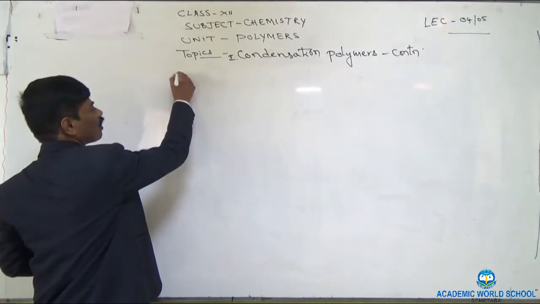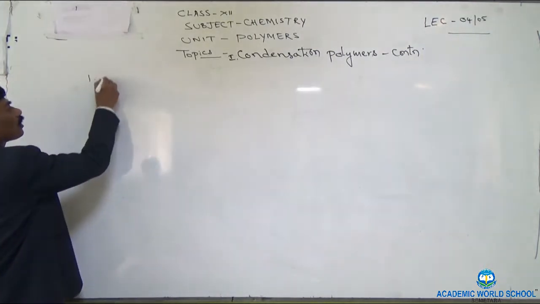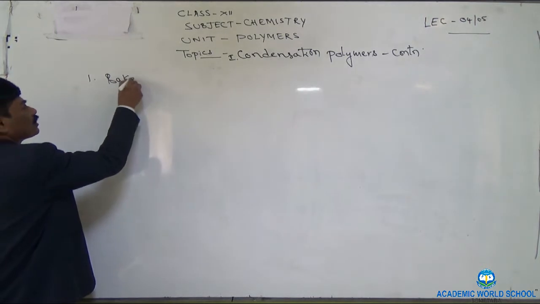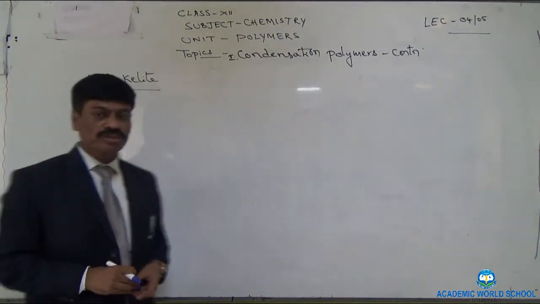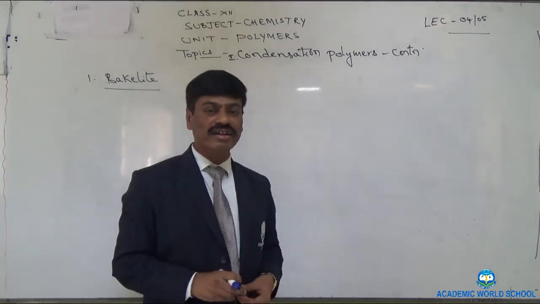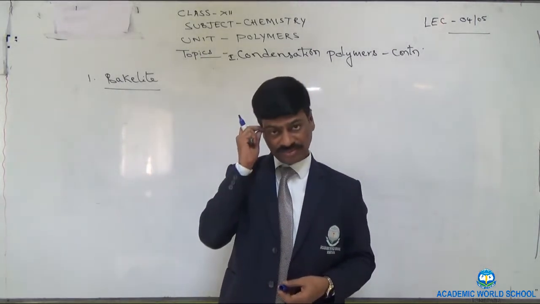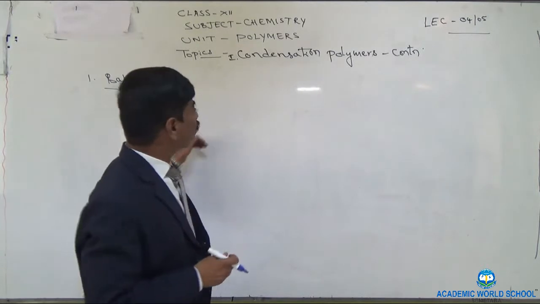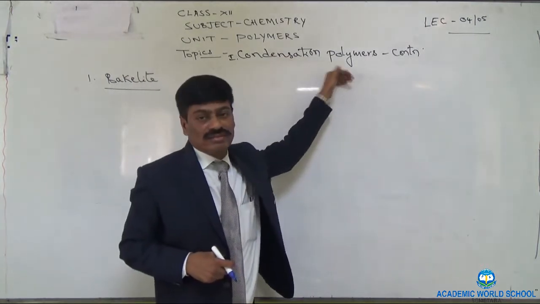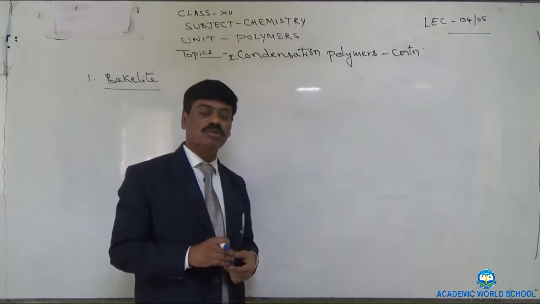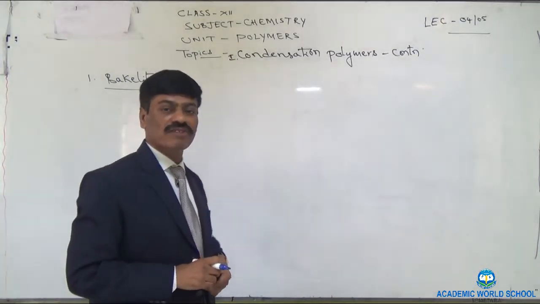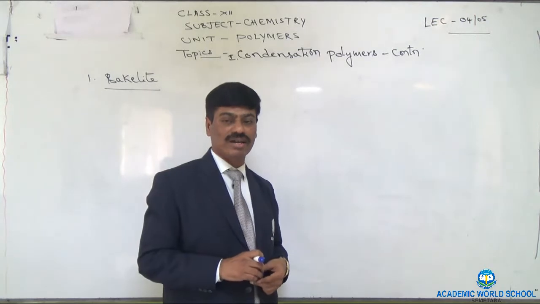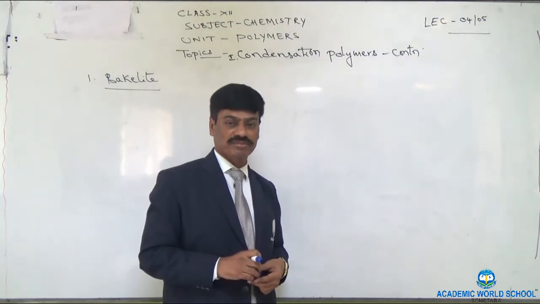They are: number 1, bakelite; number 2, melamine formaldehyde polymer. With that, condensation polymers gets over, and then we will move to second topic, that is copolymerization, and the fourth topic, that is rubber and types of rubber.